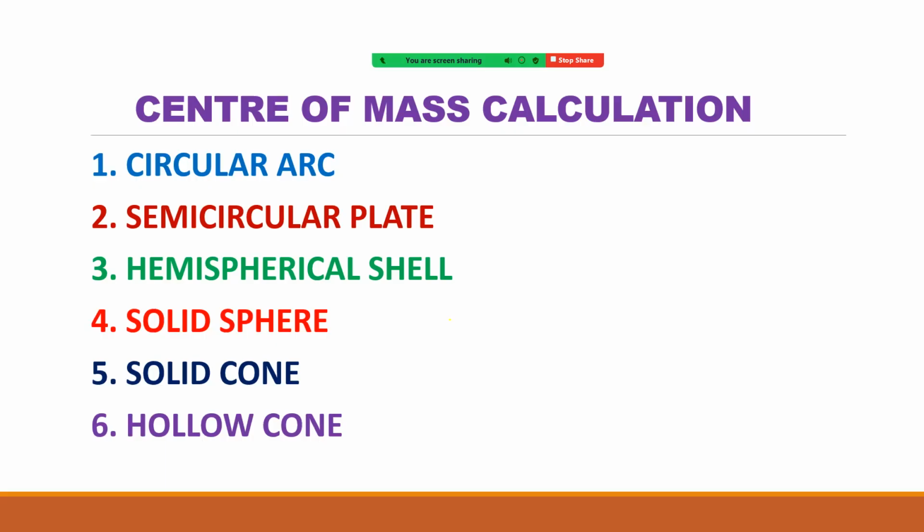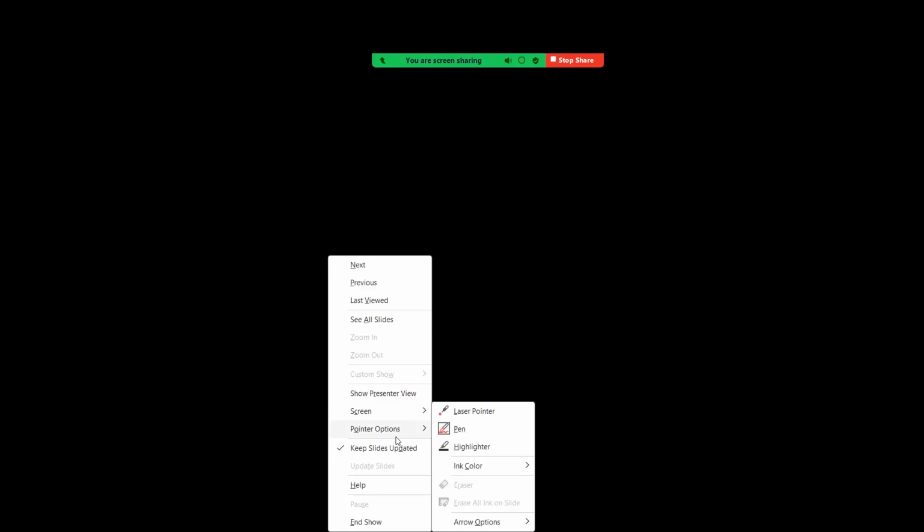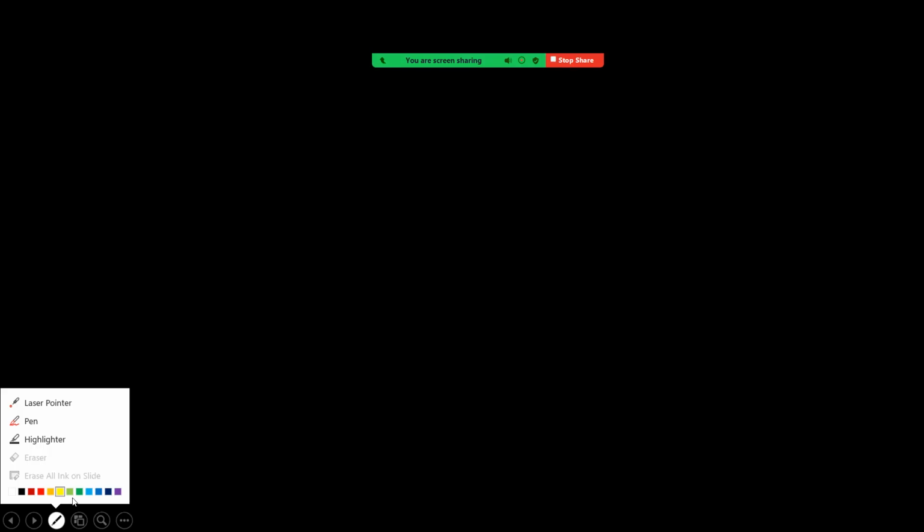Let us see the next one. The next one is a hollow cone. Since we have done the solid cone, it becomes much simpler, with almost the same kind of calculation. This is now the hollow cone.